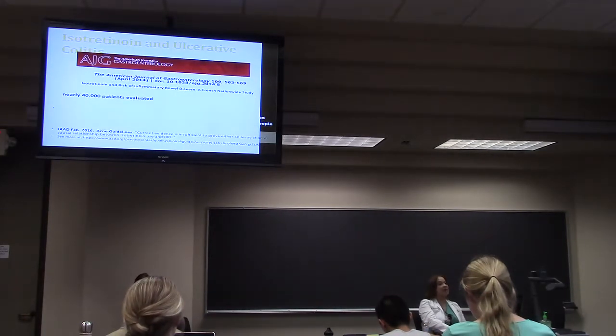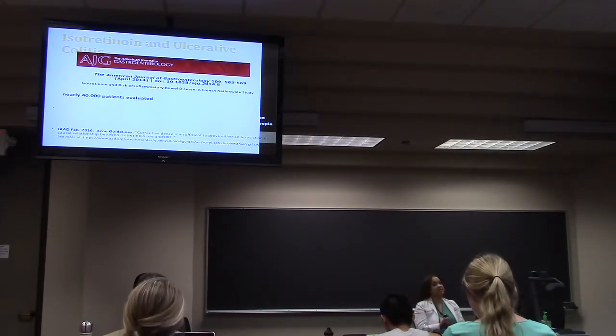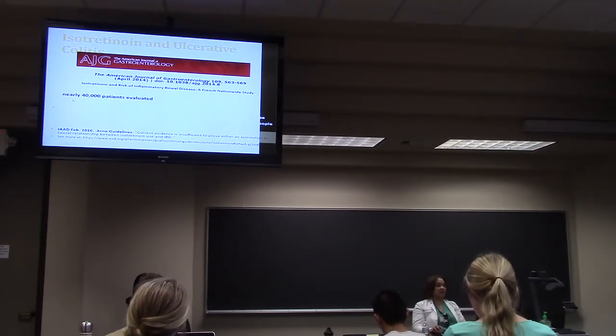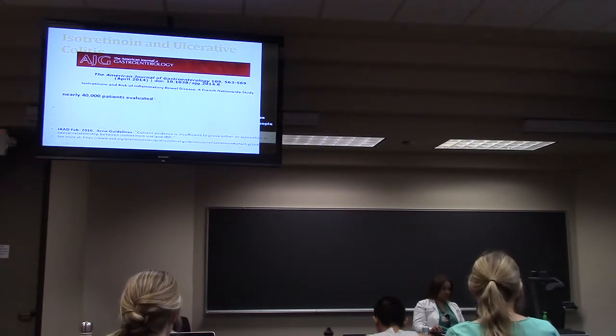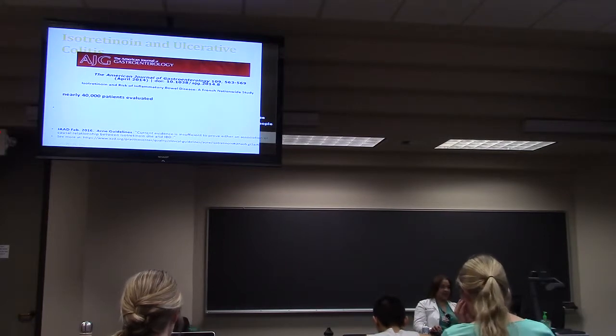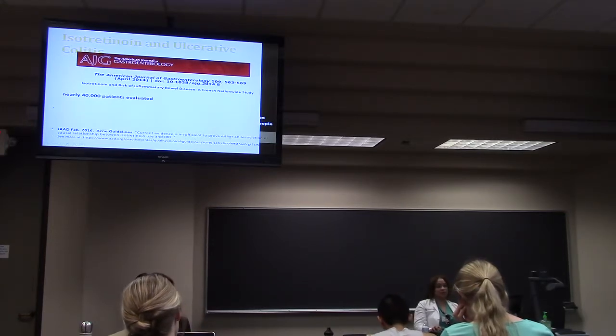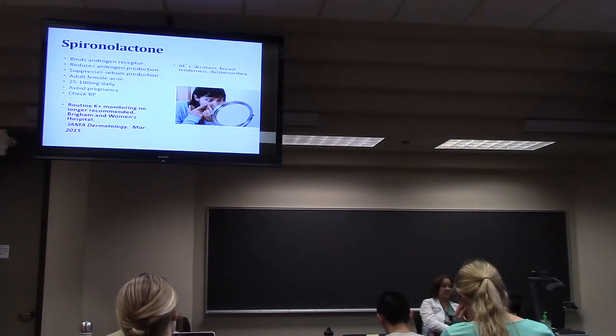Okay, this is hard to read, but this is also talking about some big issues. Does this cause ulcerative colitis and any inflammatory bowel disease? Well, they looked at over 40,000 patients, and this was a French study, and the conclusion of this study was that the evidence is insufficient to prove either an association or causal relationship between isotretinoin use and inflammatory bowel disease. So they've looked at that issue too.